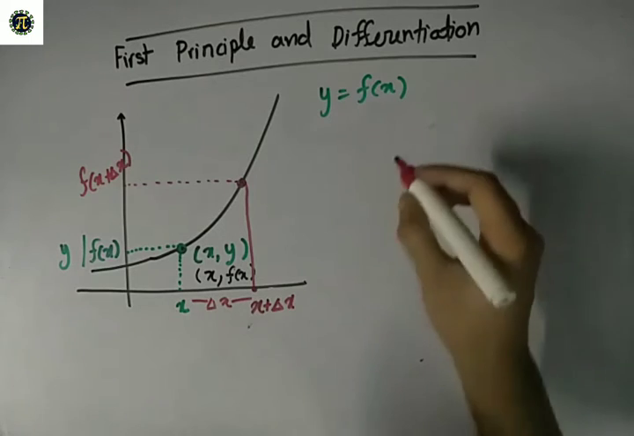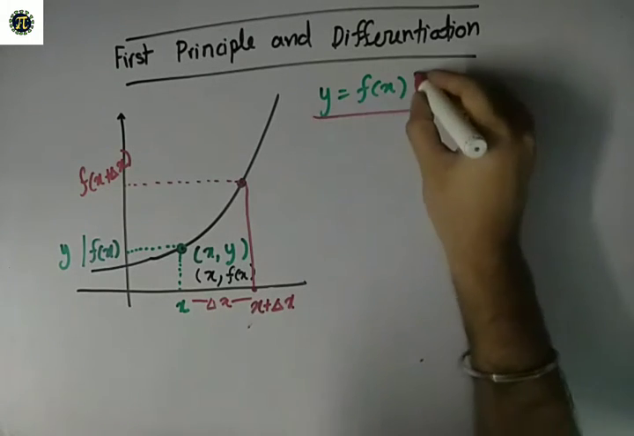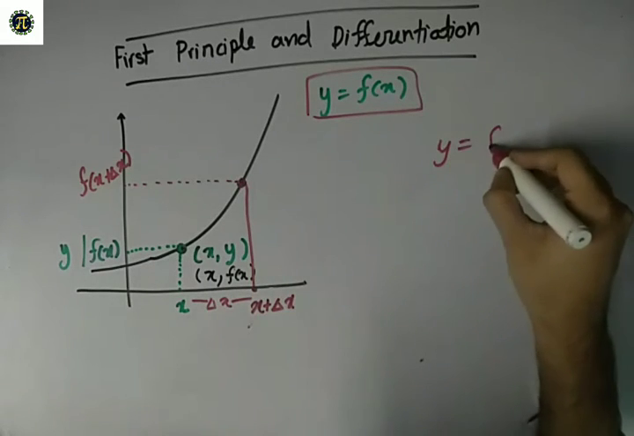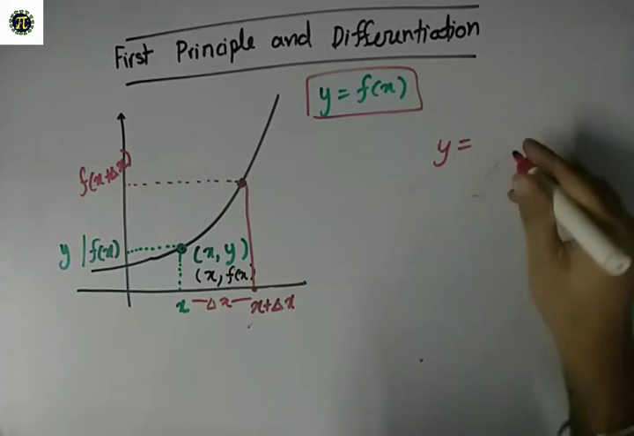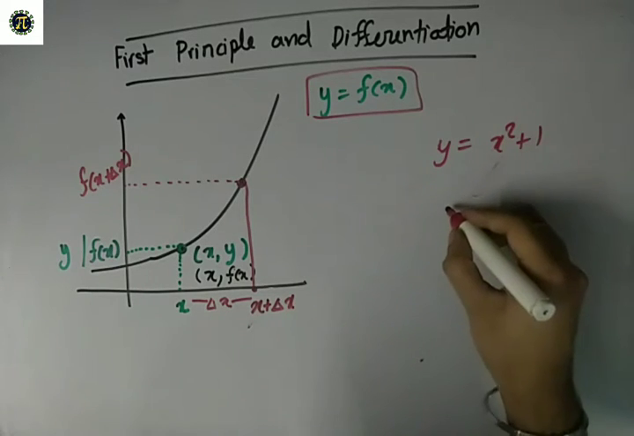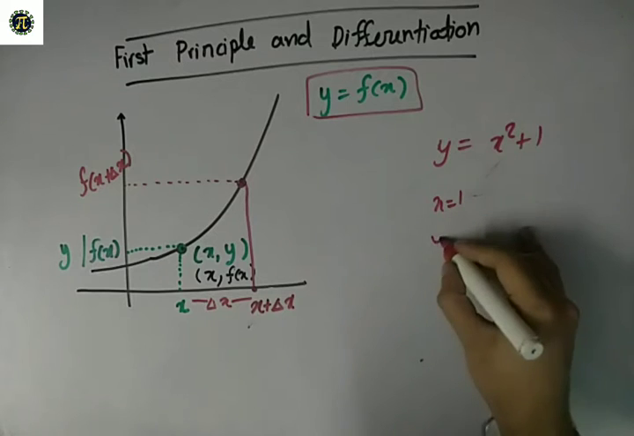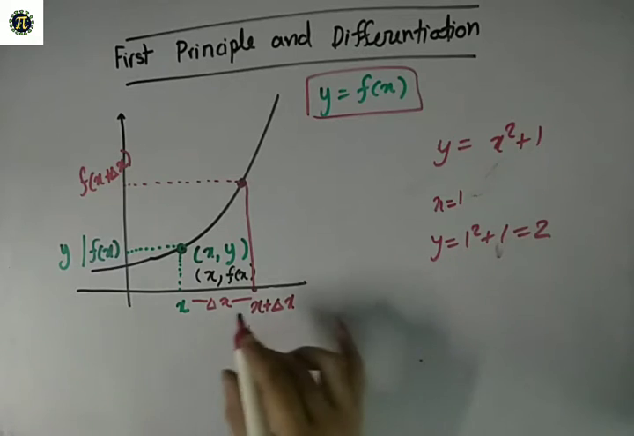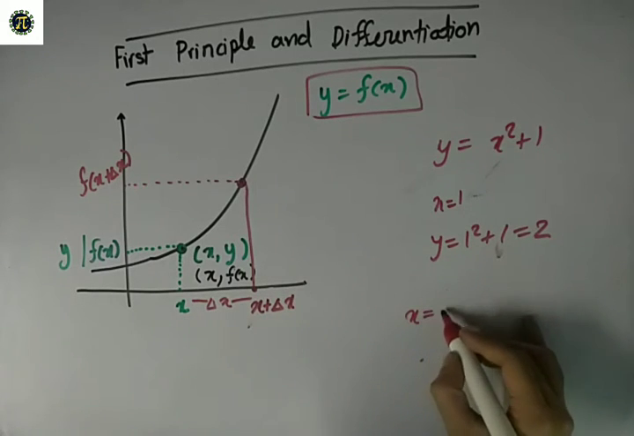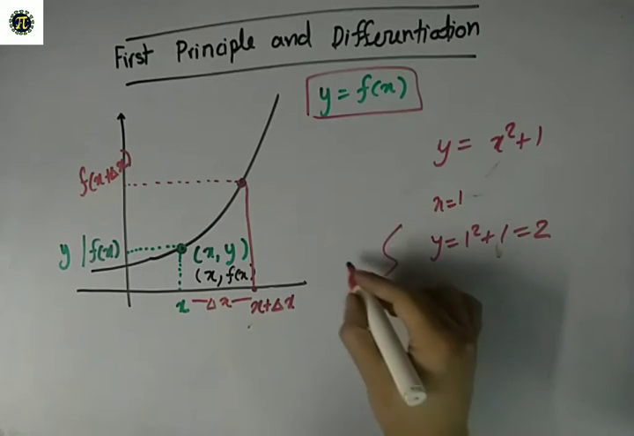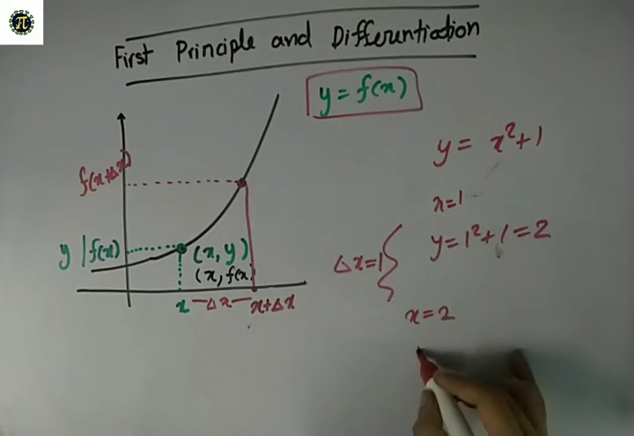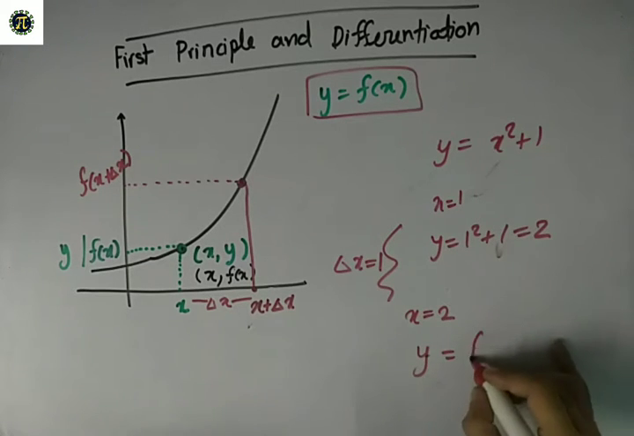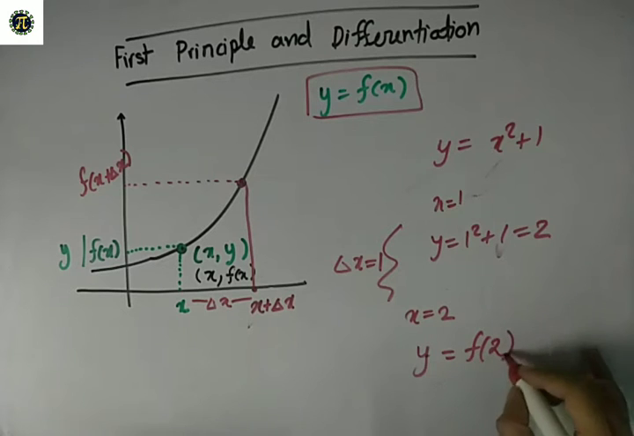So what do I mean by that? If you want to find the value of y at 1, you will find f of 1. For example, if the function is x square plus 1, we can find the value at x is equal to 1: 1 square plus 1, so it is 2. And if I want to find the value in the neighborhood, let's say at x is equal to 2, which is at one distance away, so let's say delta x is 1, then the value at that point will be f of x plus delta x, or f of 2, right? So I can put the value 2.